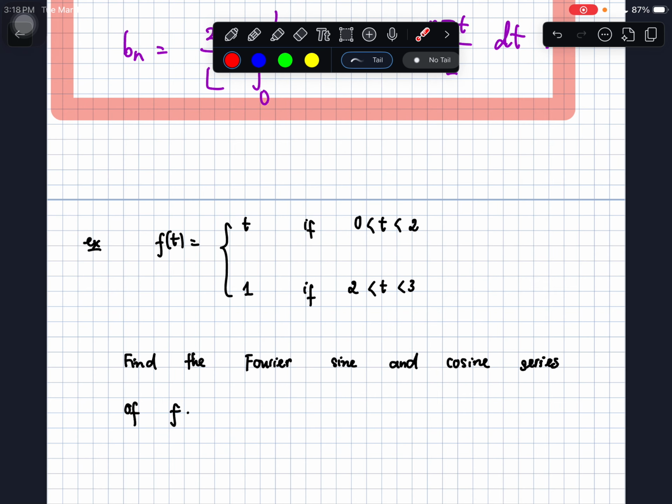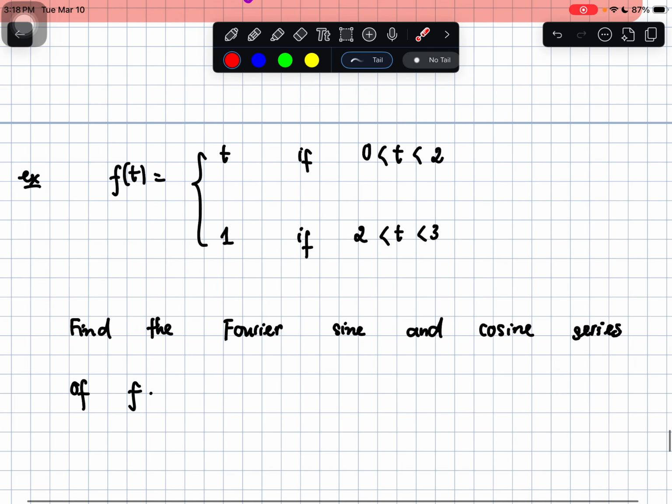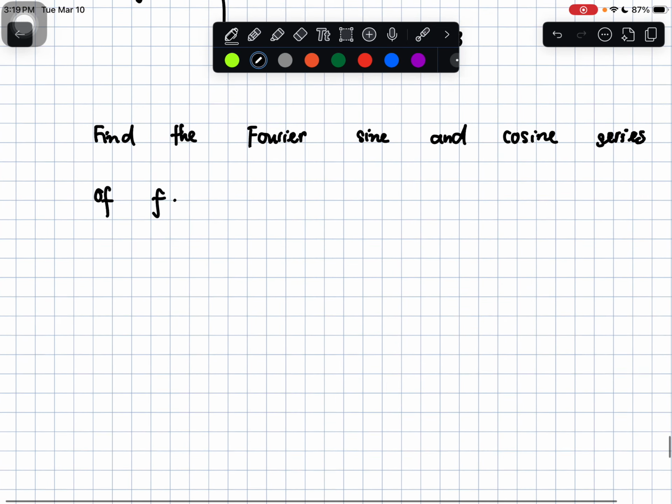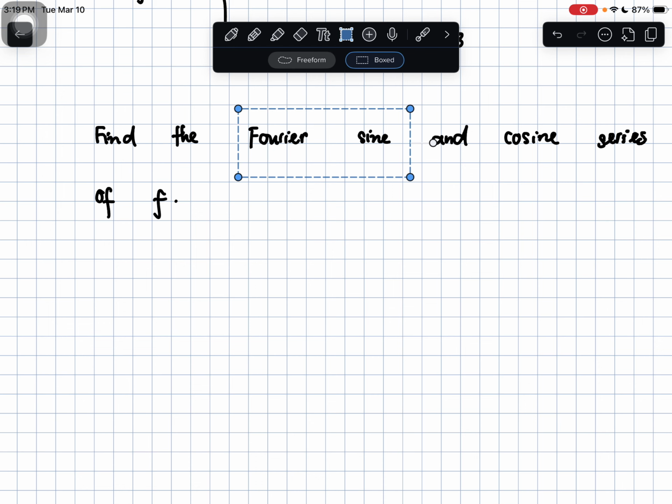We have a function defined for t between 0 and 3. We want to extend it to an odd or an even function and use the Fourier sine and cosine. So we do the Fourier series for the odd or even function, and then the Fourier series at the end will contain only sine or cosine terms for the summation. Now let's do the Fourier sine series.